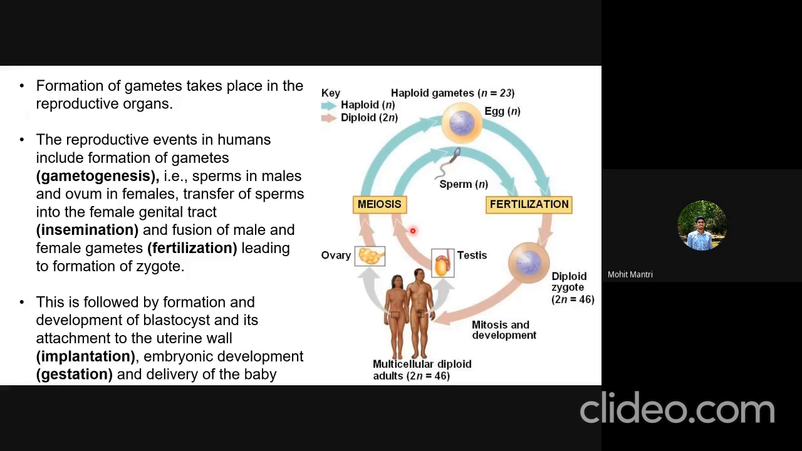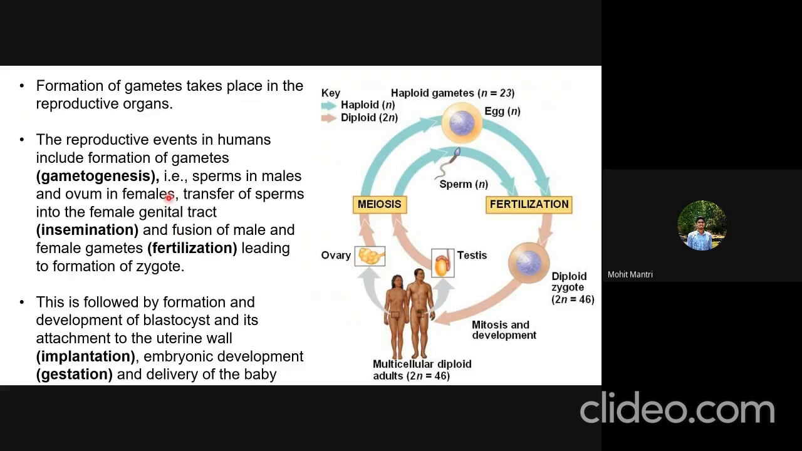So in humans and various higher organisms, sexual reproduction takes place in which haploid gametes are formed inside the reproductive organ, and these haploid gametes then further fertilized or fused together to form a diploid zygote, which develops into the whole organism. So these gametes formation in human takes place in testes and ovary respectively. The male gamete, which is the sperm, develops in the testes, while the female gamete, which is the egg, develops in the ovary of the human.